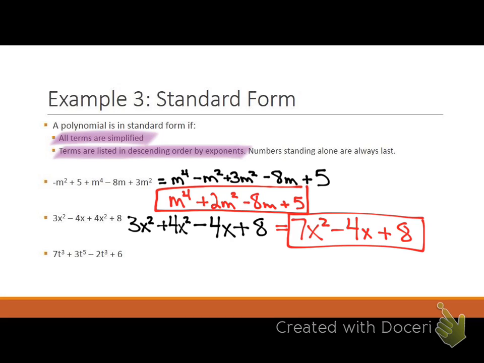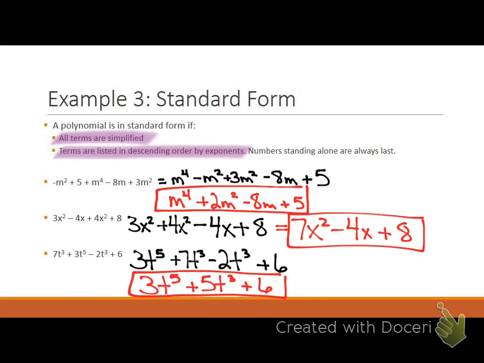All right, go ahead and do the last one. All right, so highest variable first, so 3t to the fifth plus 7t to the third minus 2t to the third plus 6. Is there anything we can combine? Yes. T to the thirds. Did you get that? 3t to the fifth plus 5t to the third? Okay, very good. All right, so that's how we write in standard form.